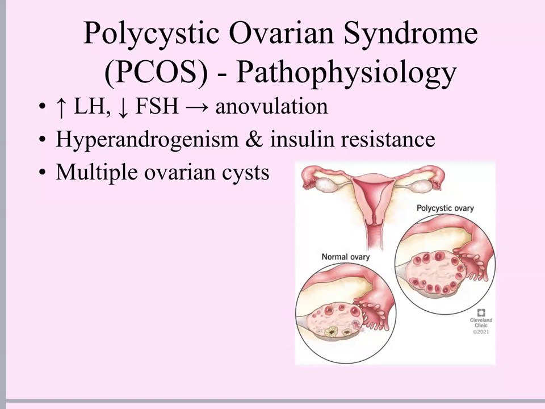Because the follicle stimulating hormone is low at the same time, the follicles don't mature, and so that means that ovulation doesn't happen or it rarely happens. And then all those little immature follicles pile up, and that creates that polycystic appearance on the ultrasound.